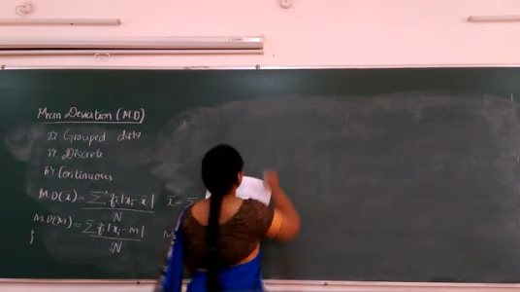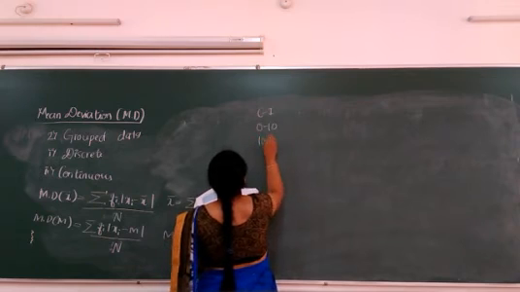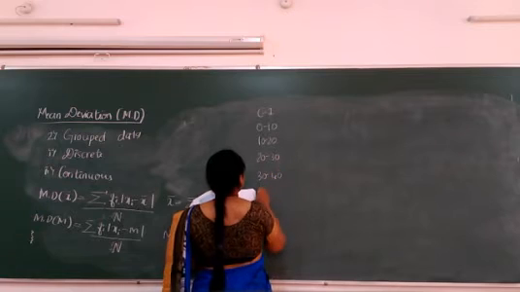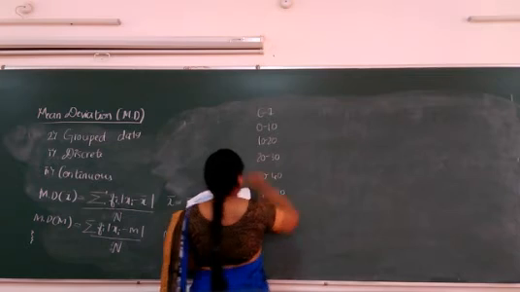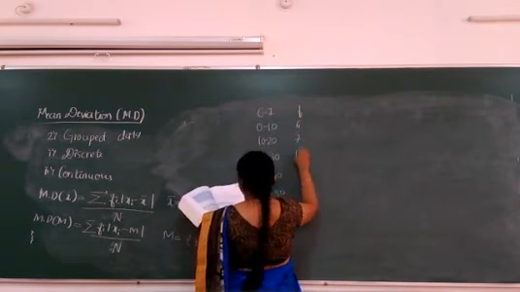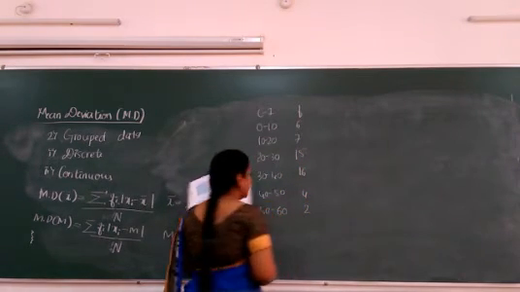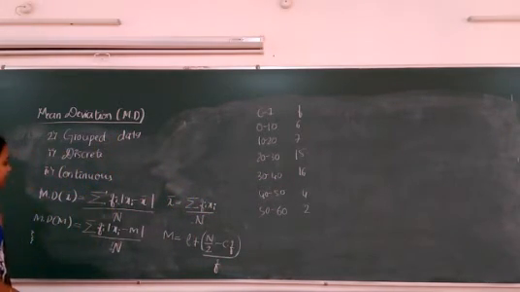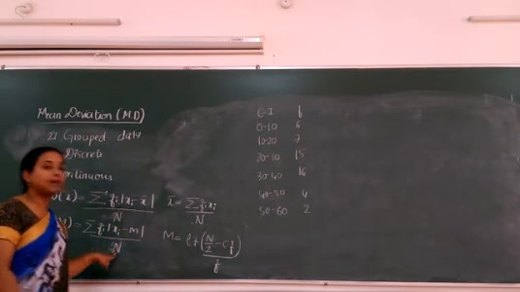Now the given data, class intervals are given. It is 0 to 10, 10 to 20, 20 to 30, 30 to 40, 40 to 50 and finally 50 to 60. And the frequencies are 6, 7, 15, 16, 4, 2. You need to find the mean deviation about median. So what is our mean deviation about median formula? Summation of fi into modulus of xi minus median divided by n.